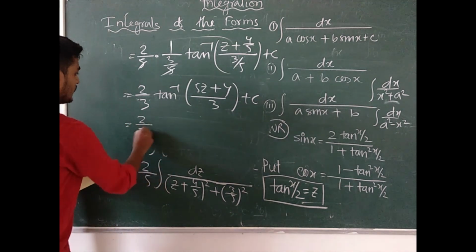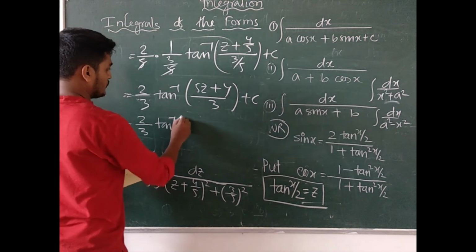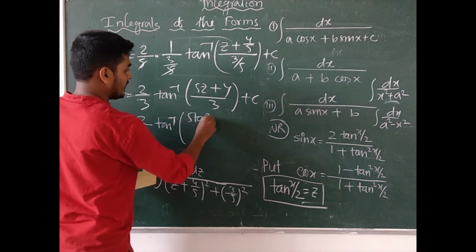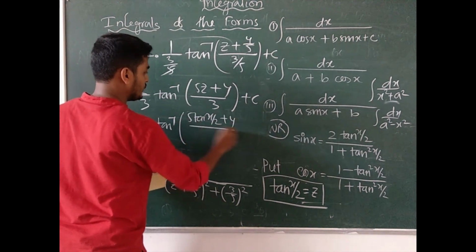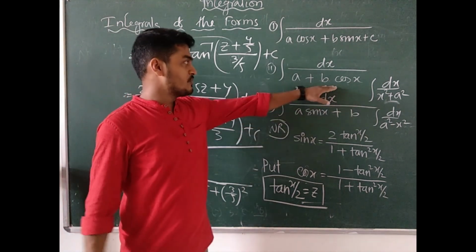Then 2 by 3 tan inverse. What is the value of z? Tan x by 2. Tan inverse of 5 tan x by 2 plus 4 divided by 3, plus c. This is the answer.